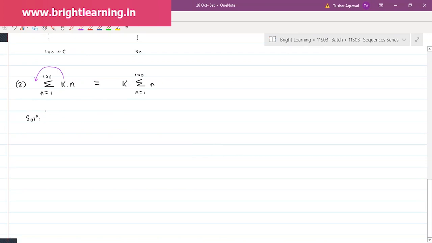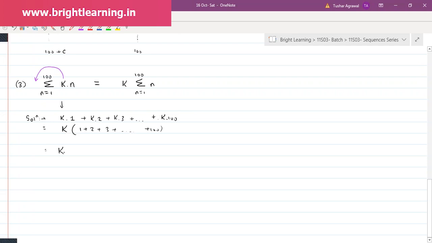The use of distributive law. What is this LHS? The LHS is k multiplied by 1, addition k multiplied by 2, addition k multiplied by 3, addition k multiplied by 4, and so on up to k multiplied by 100. So what do you do? This is the reverse of the distributive law. We take k common, and the remaining thing is 1 plus 2 plus 3 and so on up to 100. So this is what I am writing.